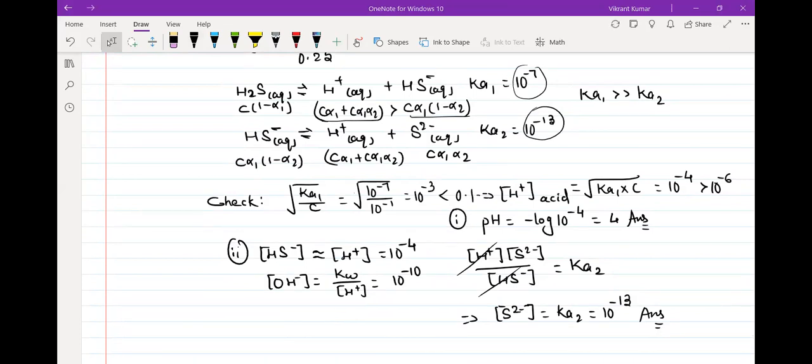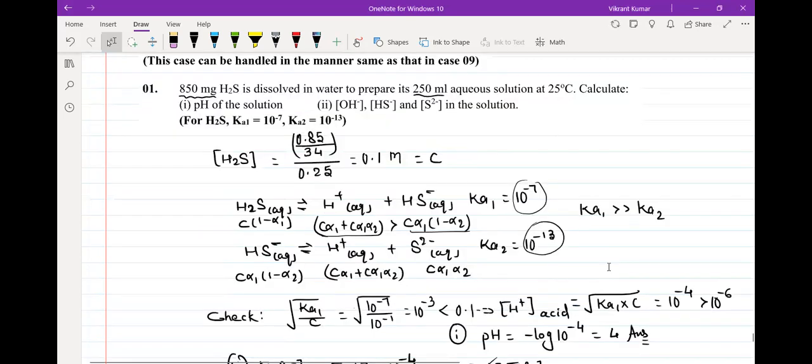Sir, I did not understand the HS minus part. See, HS minus is being produced in the first step along with H plus, and they are having equal coefficient. So equal production will be happening. In the second step, that produced HS minus is going to be consumed, but that consumption is negligible, right? And that's why we'll say it will be almost equal.